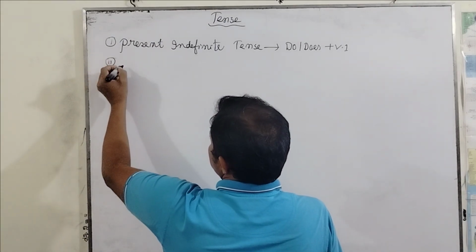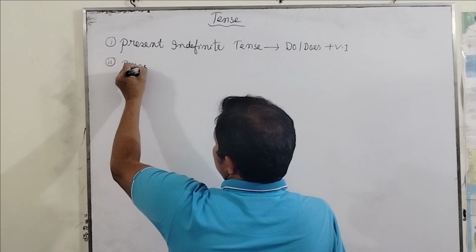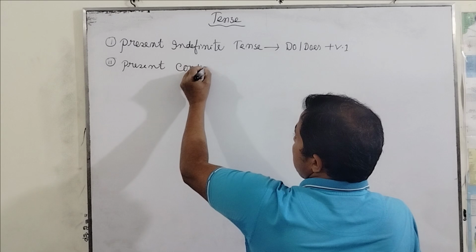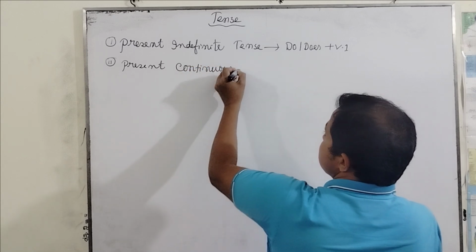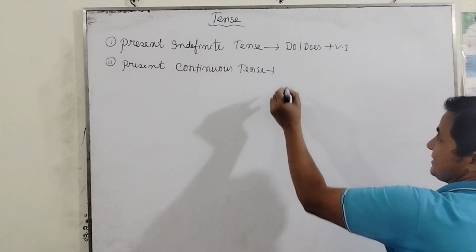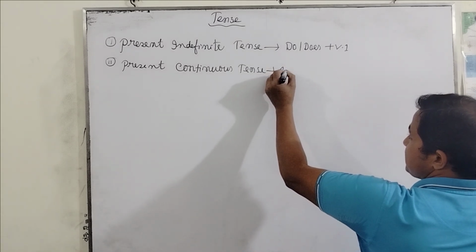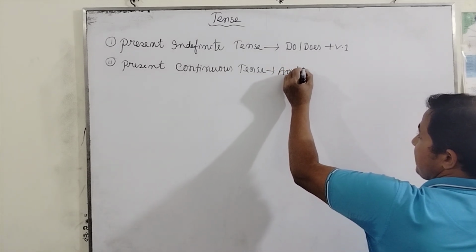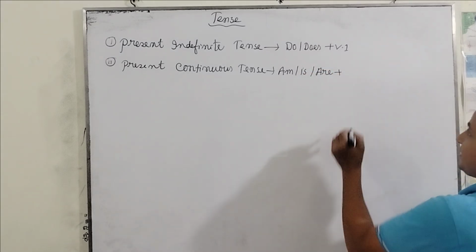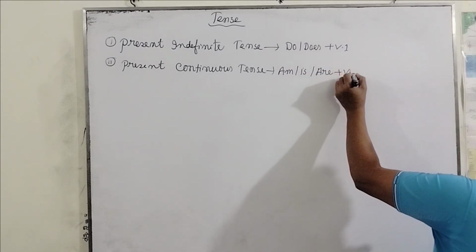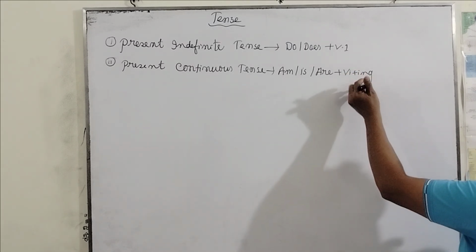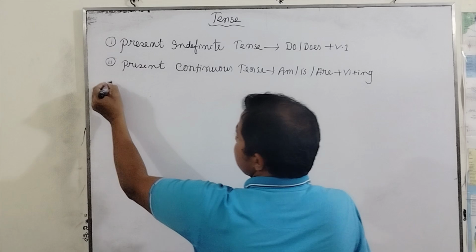Then present continuous tense. This tense has three auxiliary verbs: am, is, are, and main verb B1 plus ing. That is, verb plus ing.